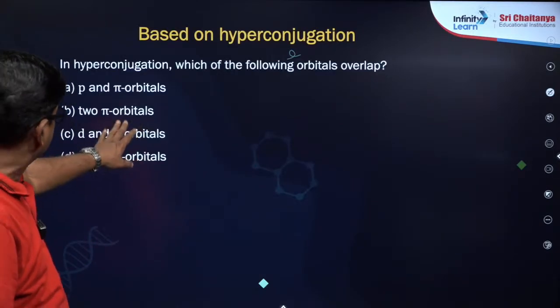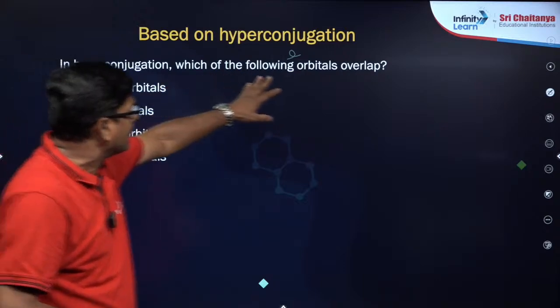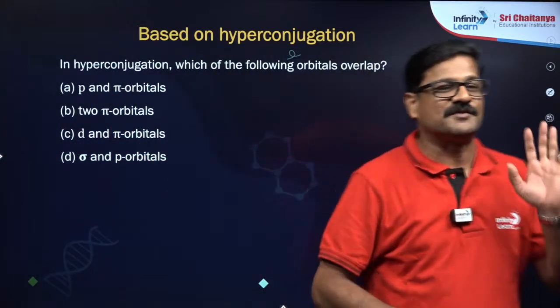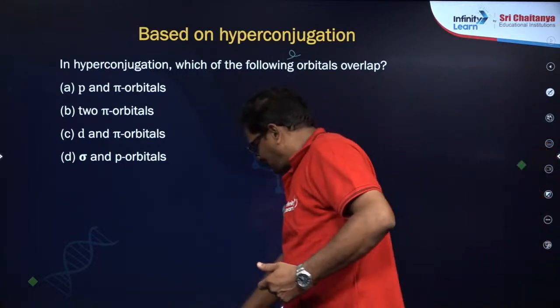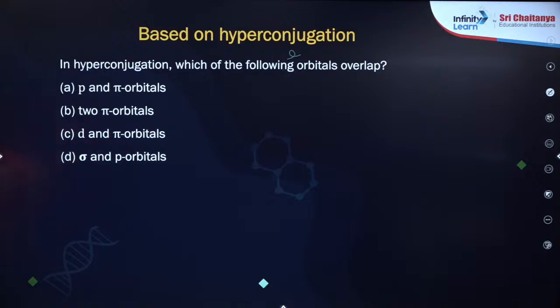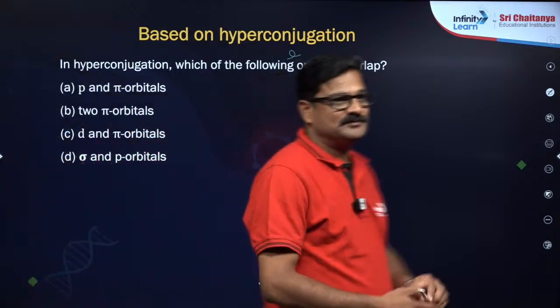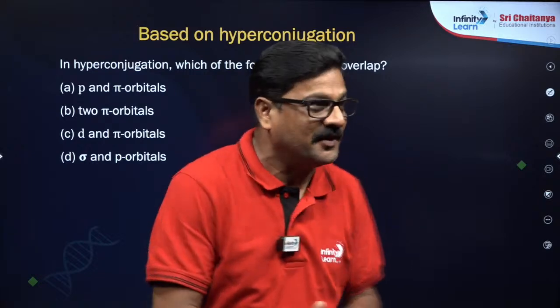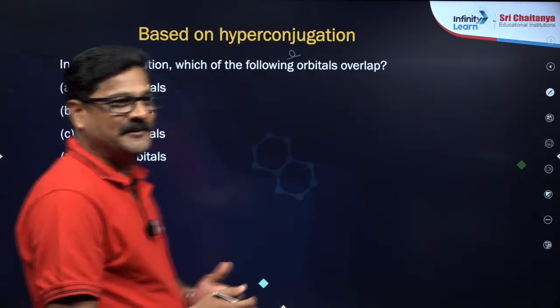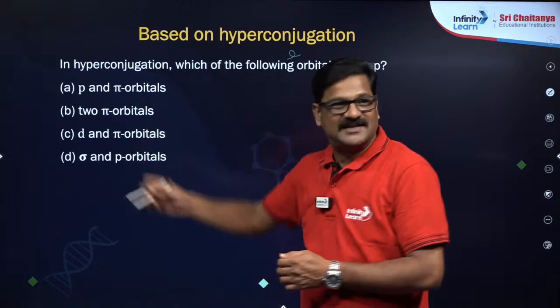Therefore, based on hyperconjugation, you can say, in hyperconjugation, which of the following orbitals overlap? Come on, it's a question for you. Do it quickly. What are the orbitals that are participating? Yes, answers please. Ishita, you said 6. I am not asking you to count it. I have given ABCD options.